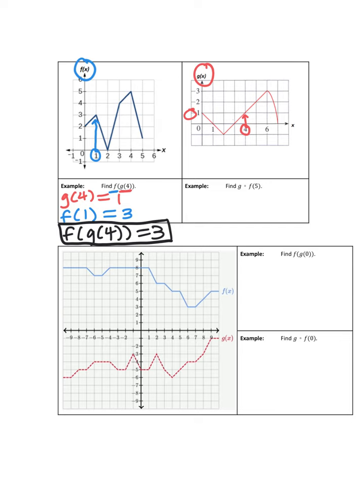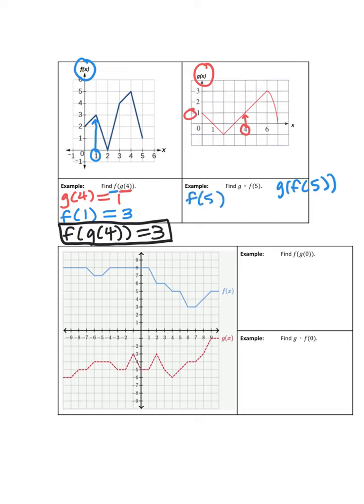On the next graph, g of f of 5, I'm rewriting it because that's the way I like to look at it. G of f of 5. So I'm going to start by finding f of 5 because that's on the inside.